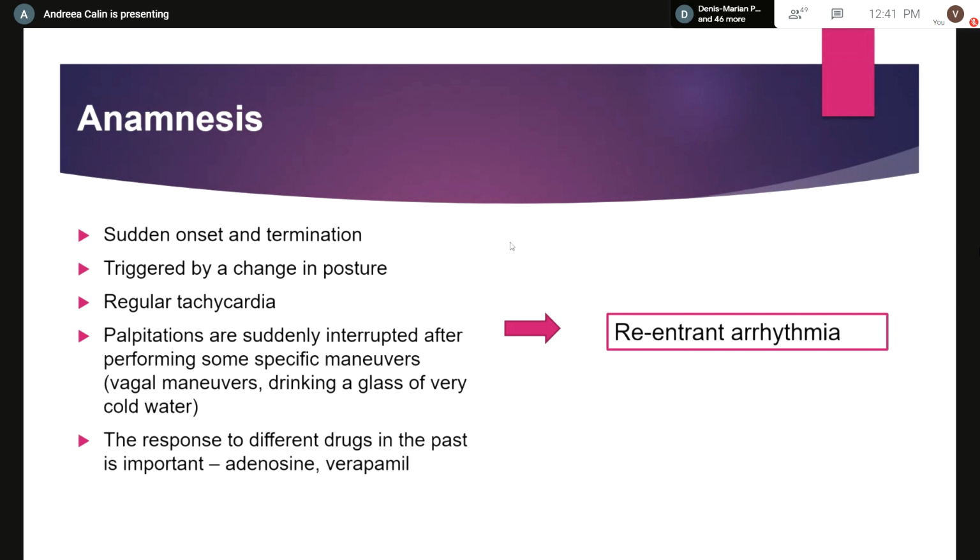And also, it's important to ask the patient about the episodes in the past, and if there are any drugs that had a favorable response in the past, like adenosine and verapamil, because this also should point to a re-entrant arrhythmia. And usually, the patients that had a lot of episodes know whether these are efficient or not.